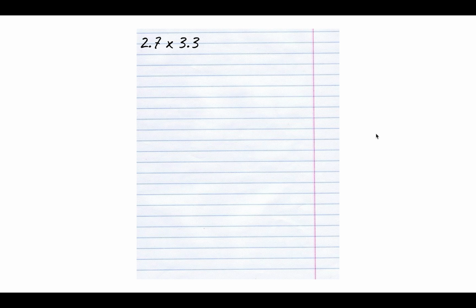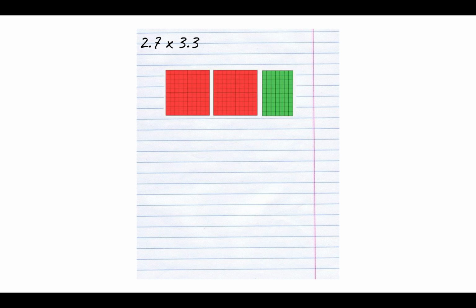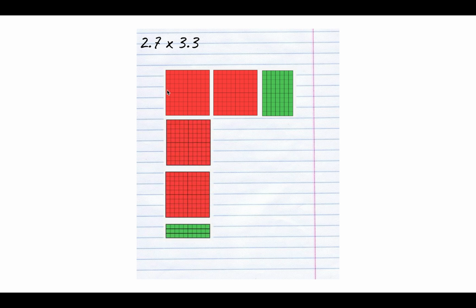So I write it on top of my paper. Then I get 2 whole blocks and 7 tenths, and I put them on my paper. So this is 2 wholes and 7 tenths. Now going this way, I'm going to put 1, 2, 3 blocks and 3 tenths. So if I measure this side, it's 3 wholes and 3 tenths.